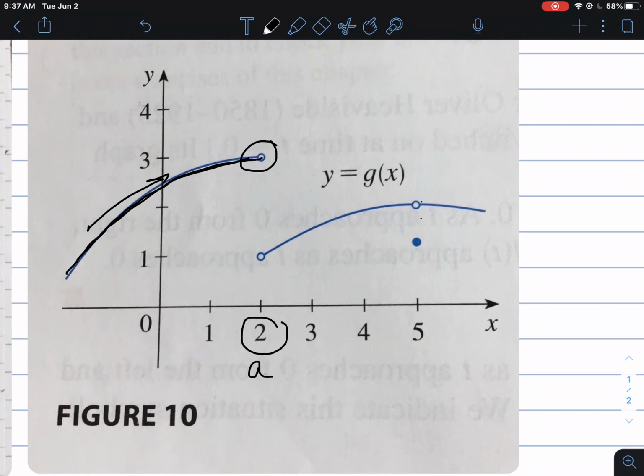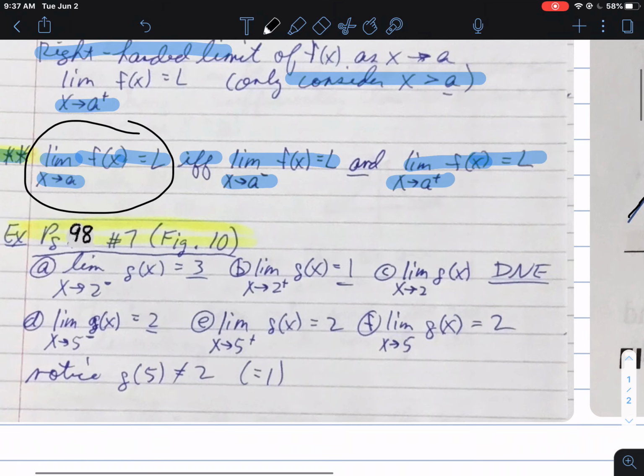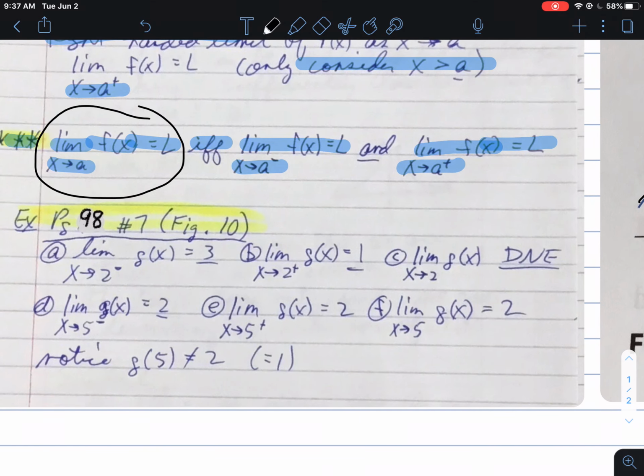As we approach 2 from the right side, what's the limit as x approaches 2 from the right side? Well, as we approach 2 from the right, our function values are approaching 1. So there's our left-hand and right-hand limits. The limit as x approaches 2 from the left of f of x equals 3. The limit as x approaches 2 from the right of g of x equals 1.